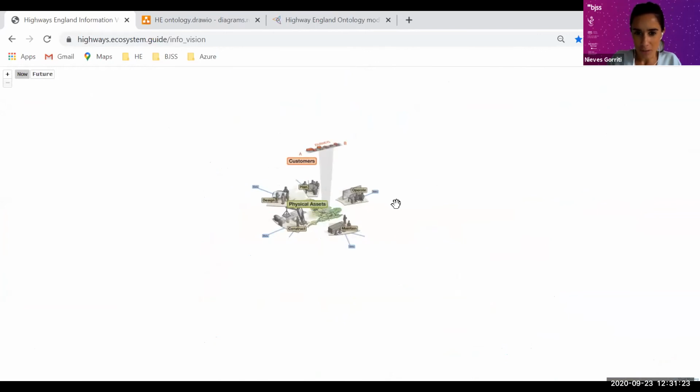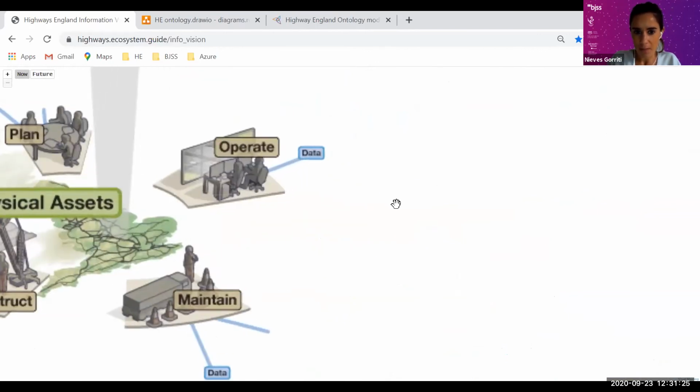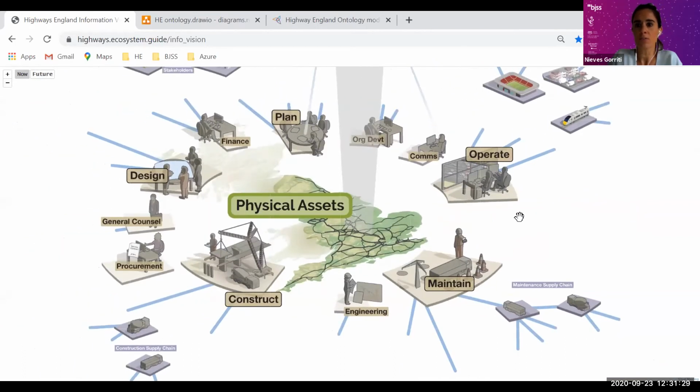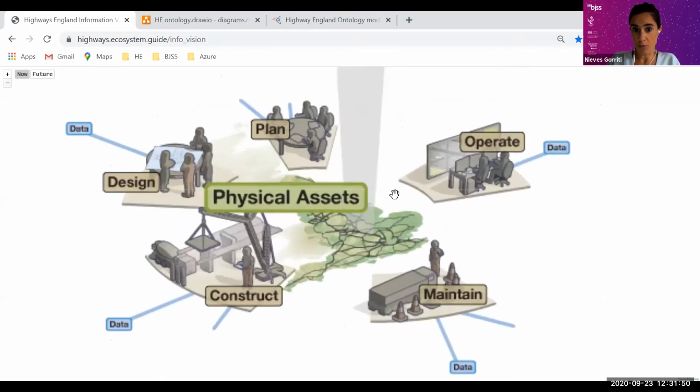If I zoom out a bit, as Ocean mentioned, Highways England was composed of different companies in the past, so it's normal that data is quite siloed. There are different business areas that are not connected and not using the same data. They are using the same data, but duplicated. They don't know that other people are using the same data. So this is part of our digital transformation project, and this is why the ontology model was really helpful.